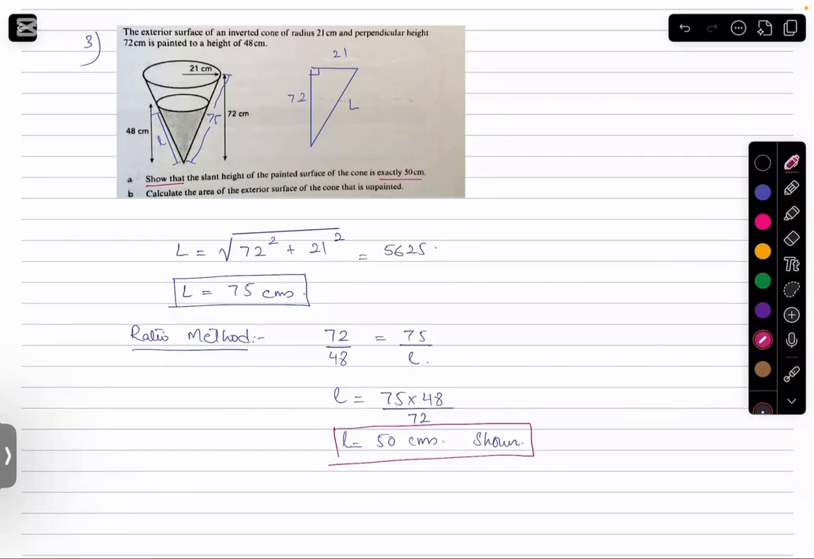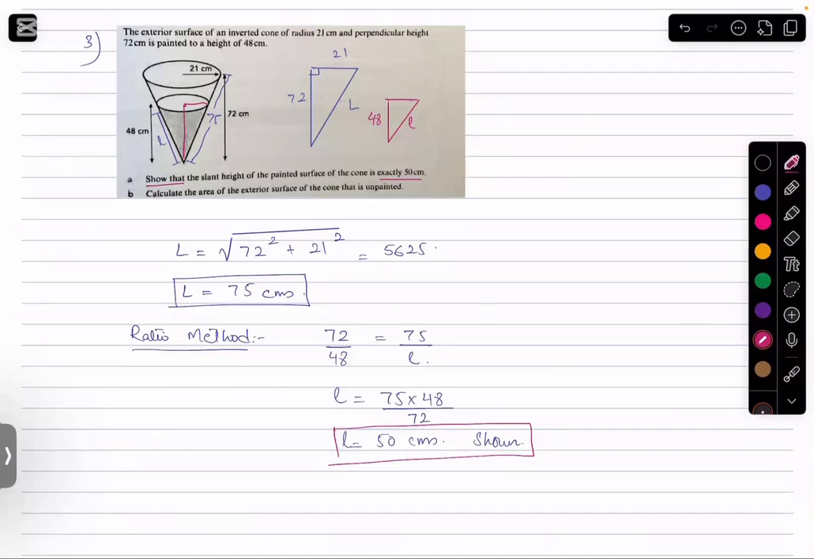Again, I can see that there are two cones here. One is this cone, and the other is the bigger cone that we already have in the figure. So I can compare the two triangles. For the smaller triangle, the height is 48 and this is the small l, which we have to prove is 50 centimeters.